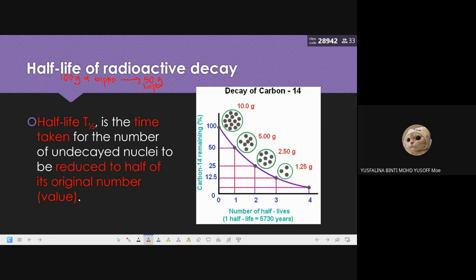So the time taken for it to become half of its original mass, we call it the half-life. Let's say from 100 gram to 50 gram it takes 30 minutes, for example. So the half-life for krypton is 30 minutes. It is the time taken to become half of its original number. So they say a mass, you put 100 gram, then it becomes 50 gram.